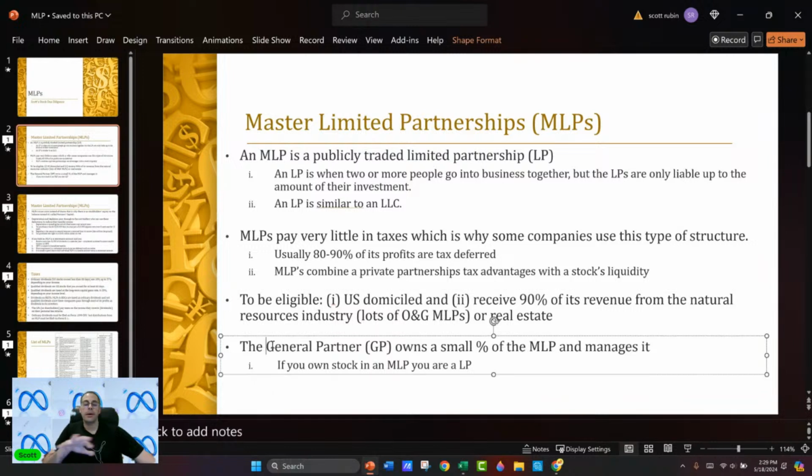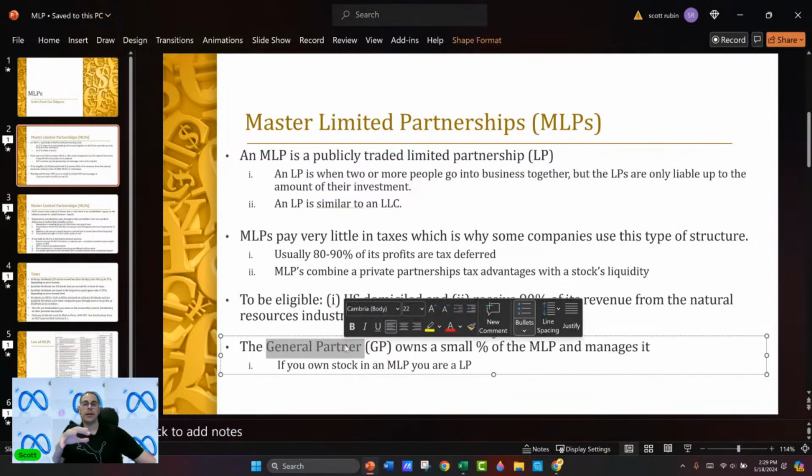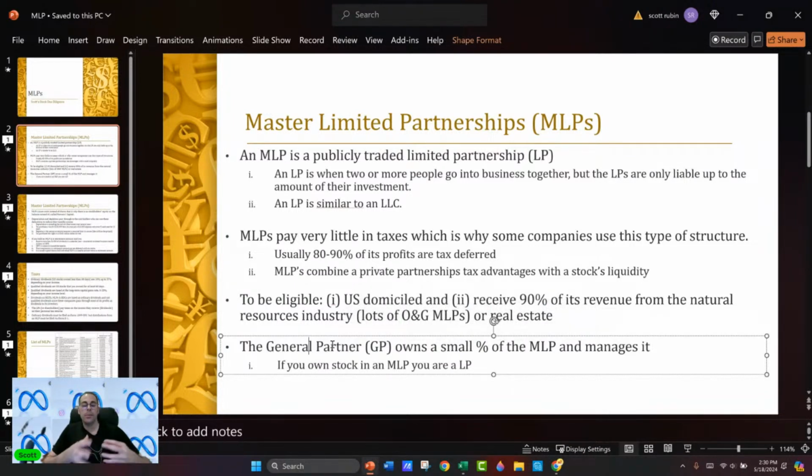The general partners are usually the people who start an MLP and organize it. They own a small percentage of the business, and they usually manage the day-to-day operations. If you own stock in Energy Transfer or any MLP, you're an LP, not a GP.